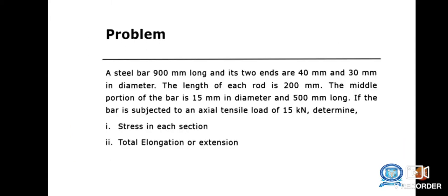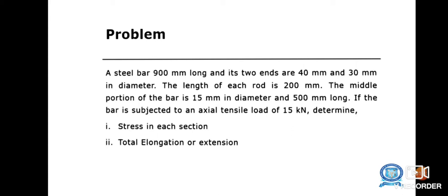So, a problem based on varying cross sections. A steel bar 900 mm long has its two ends 40 mm and 30 mm in diameter. The length of each end rod is 200 mm. The middle portion of the bar is 15 mm in diameter and 500 mm long. If the bar is subjected to an axial tensile load of 15 kN, determine the stress in each section and the total elongation or extension.